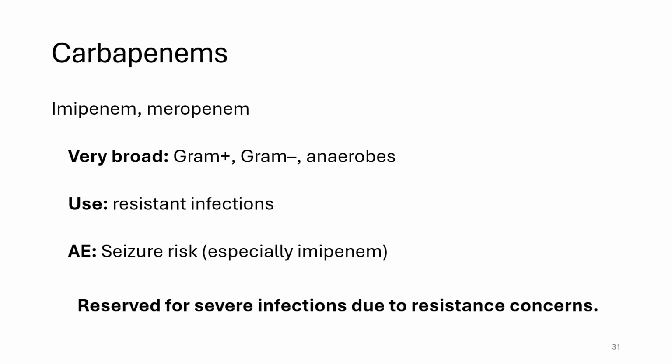Adverse effects, important one to remember is seizure risk, especially associated with imipenem. This risk is higher in patients with underlying neurologic disease or renal dysfunction. Carbapenems are reserved for severe infections due to resistance concerns. So they are not first-line agents. You want to protect them and keep them, basically preserve their effectiveness by not overusing them.